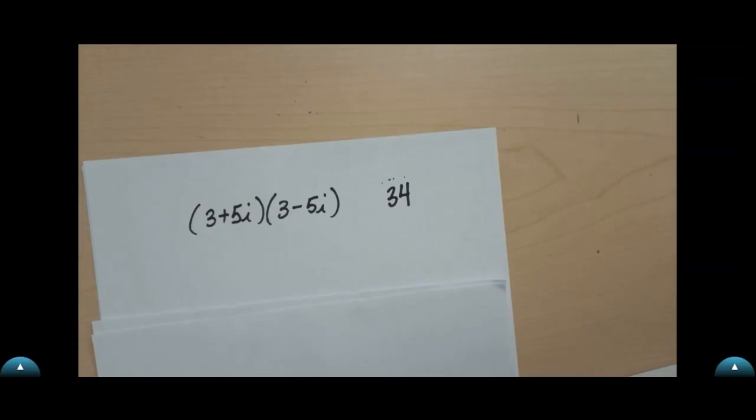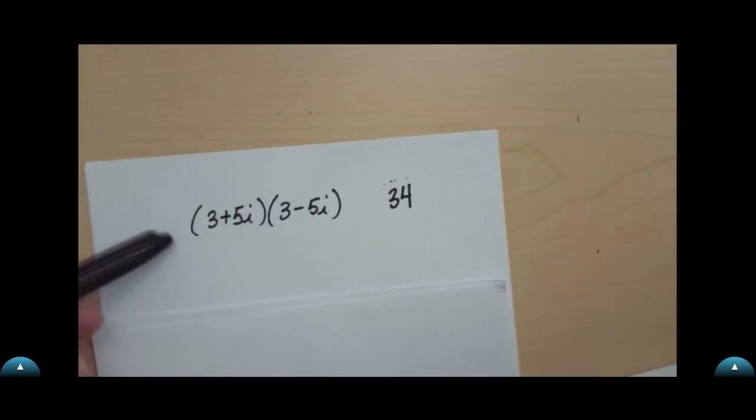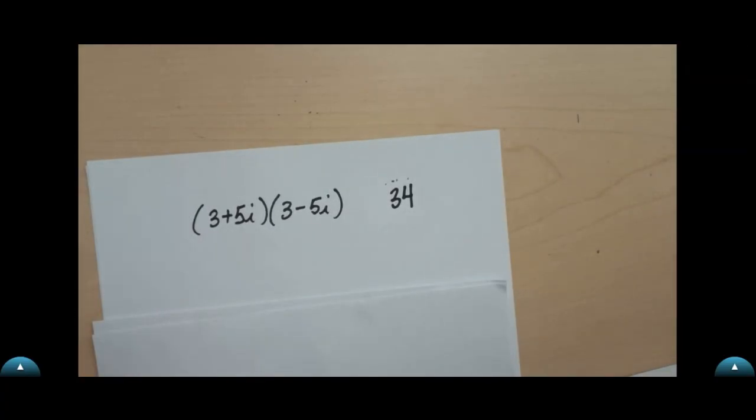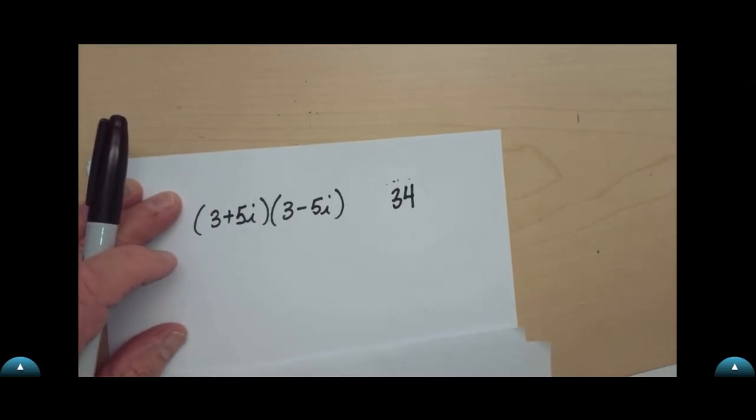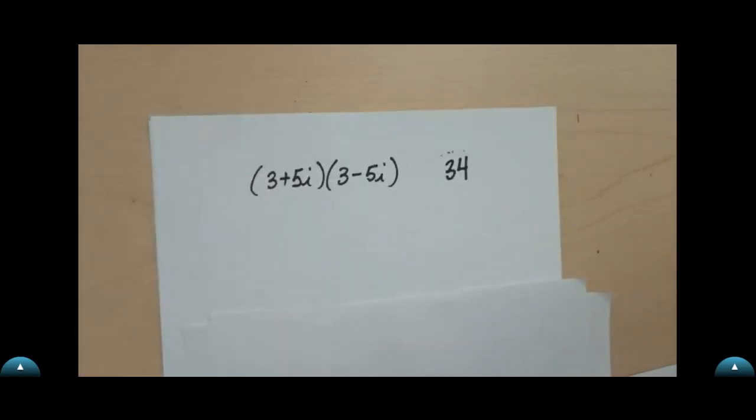It's 34, which seems weird because these are not real numbers. Let's take a look at what happened here. First of all, let me say this. These two numbers, let me get back to that camera.